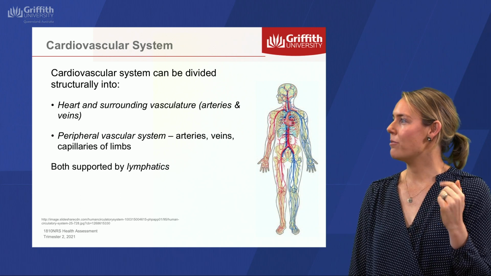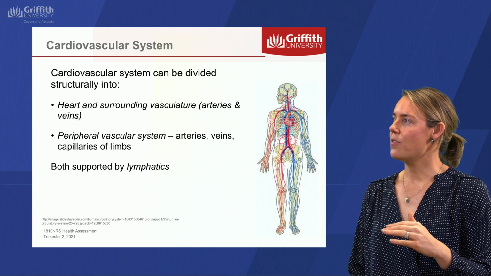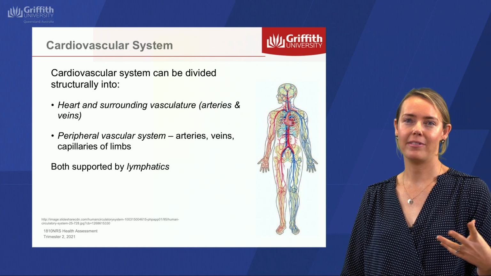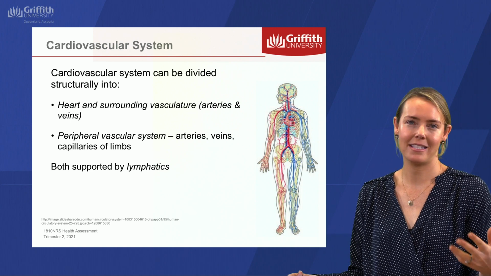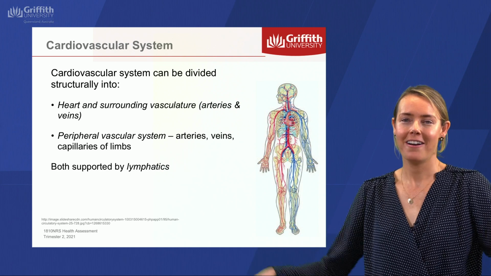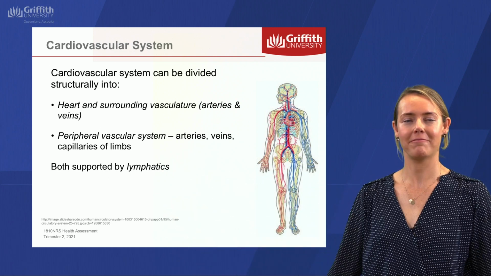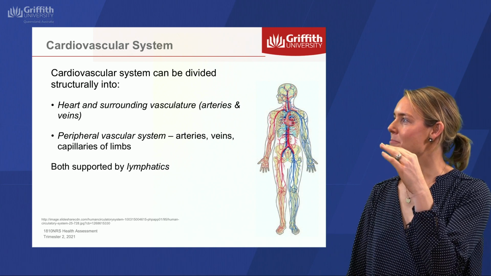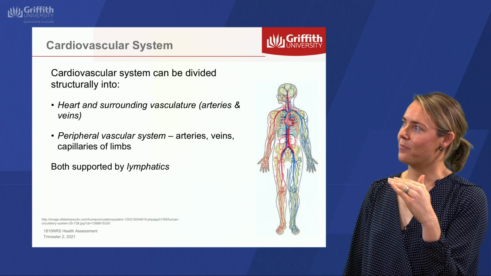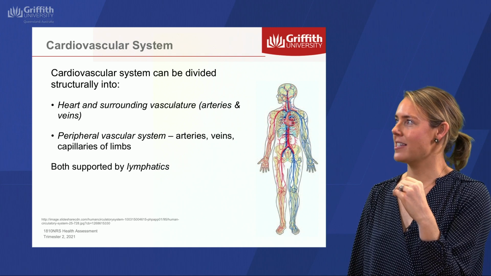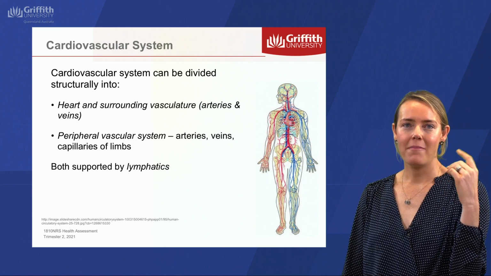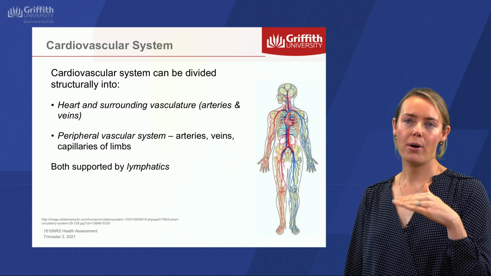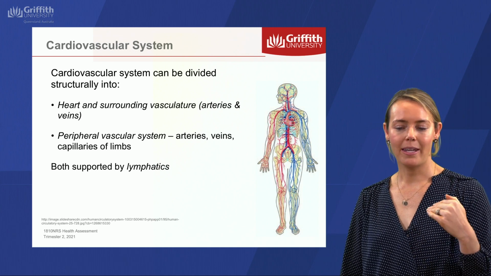And then our peripheral vascular system, so that talks about arteries, veins and capillaries of limbs. So we always refer to limbs as peripheries, I always think of peripheries like being far out, so limbs, arms, legs. And both of these within this cardiovascular system, our heart and surrounding vasculature and the peripheral vascular system, both of these things are supported by lymphatics.